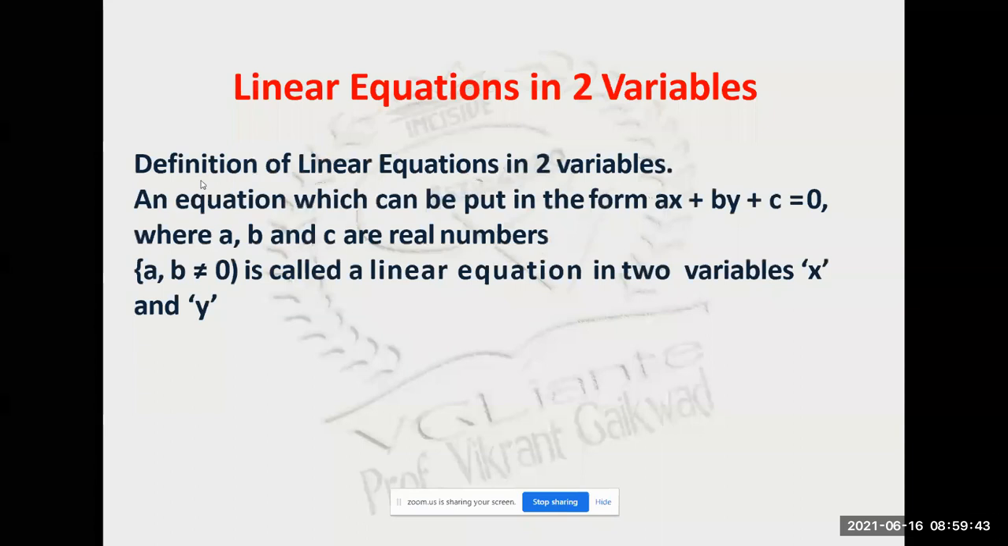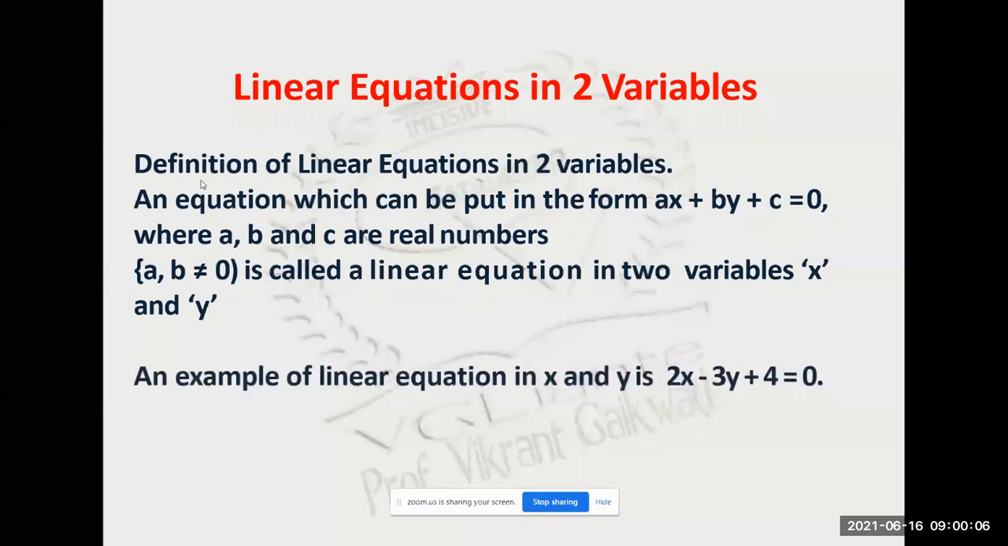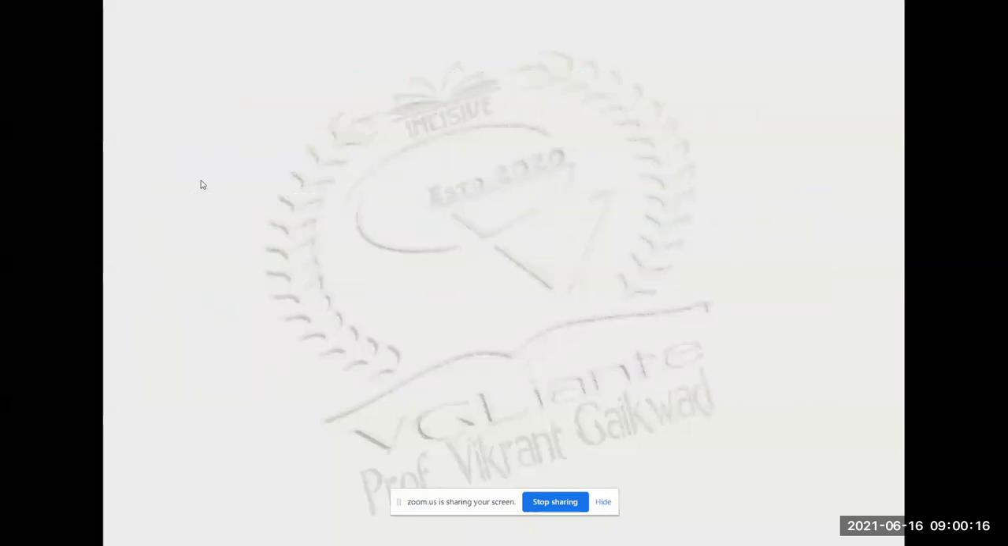Now the definition of a linear equation in two variables: an equation which can be put in the form ax plus by plus c equals 0, where a, b and c are real numbers. And here, remember, a and b are not equal to 0. The variables are x and y. An example of a linear equation in x and y is 2x minus 3y plus 4 equals 0.